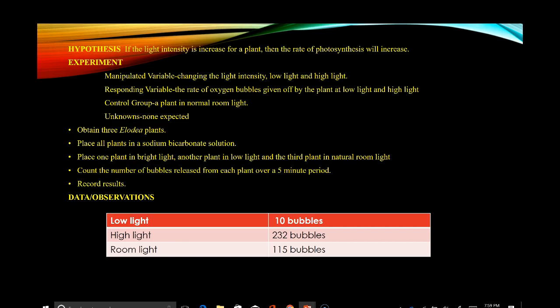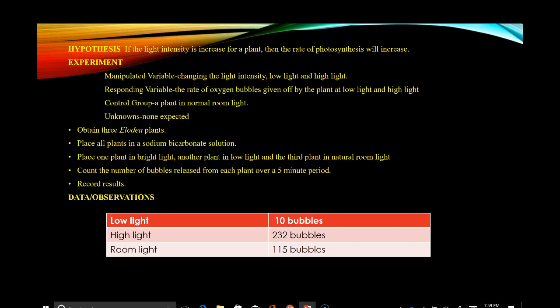They put their experiment, identifying their manipulated variable, their responding variables, their control group, and they identified that no unknowns were expected. Their experiment was to obtain 3 Elodea plants, place the plants in a sodium bicarbonate solution, place one plant in bright light, another plant in low light, and a third plant in natural room light, count the number of bubbles released from each plant over a 5-minute period, and record their results.